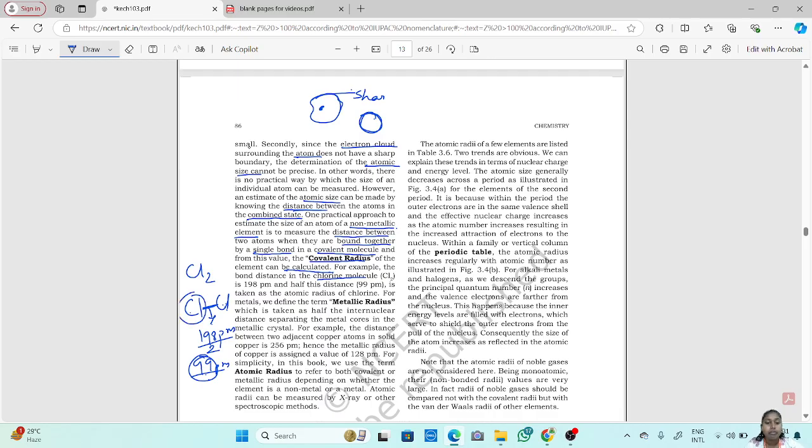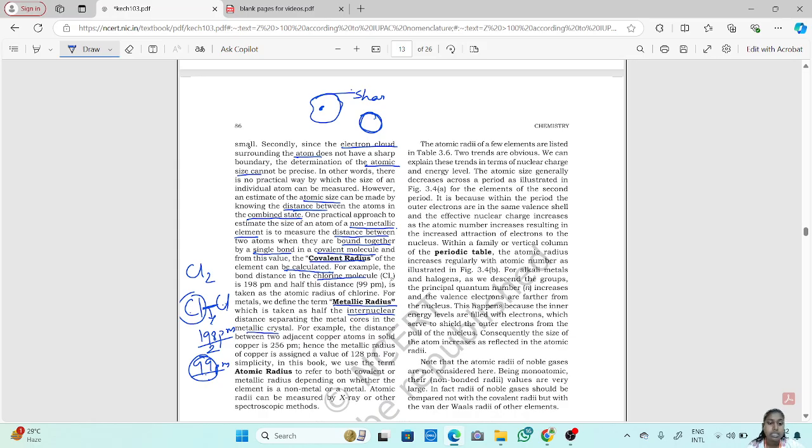Now for metals we define the term metallic radius. Covalent radius is for non-metals. For metals we have metallic radius, which is taken as half the internuclear distance separating the metal cores in the metallic crystal. So it is the internuclear distance, the distance between the nuclei which separates the metal cores in the metallic crystal.